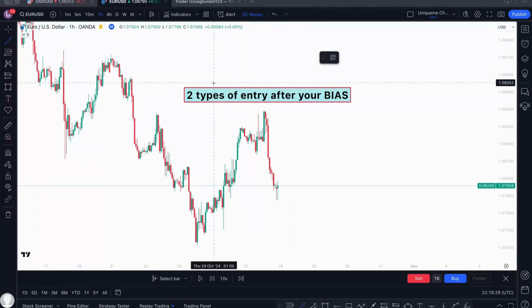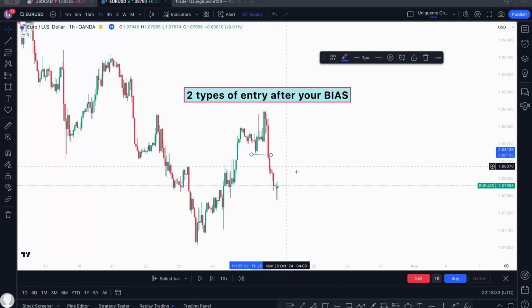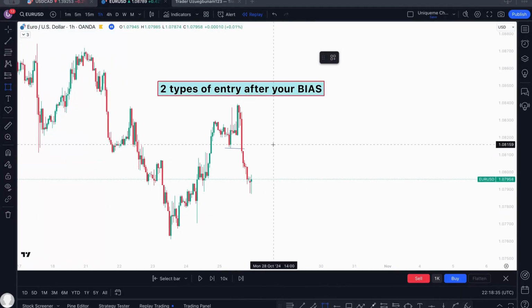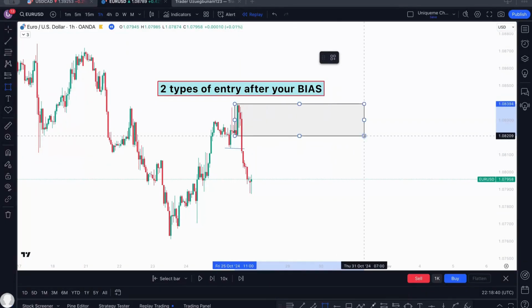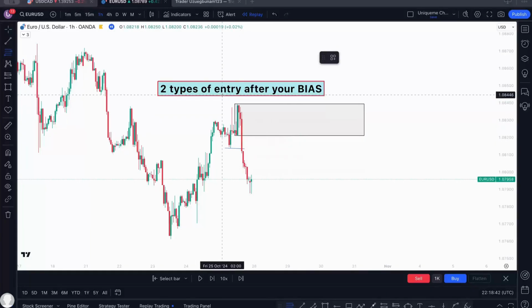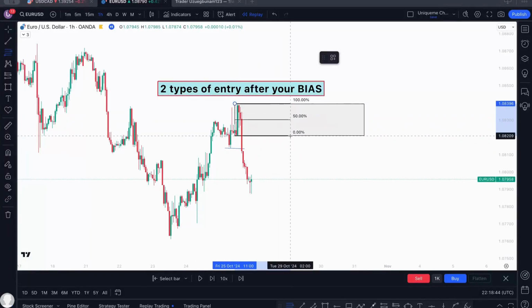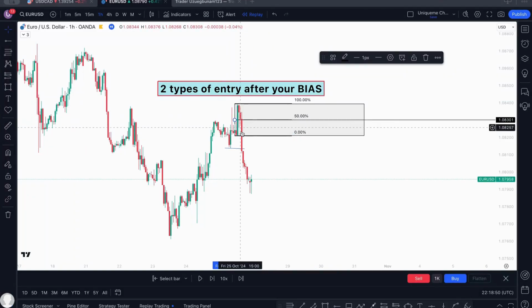The first entry that we are all familiar with is when market does a shift in market structure, right? We are going to use our institutional reference point. What do I have here? I have an order block here. What do I have also in that order block? Because the order block is so full, I'm going to measure it and get 50%. That's our mean threshold of that order block. And I'm going to delete my Fibonacci.